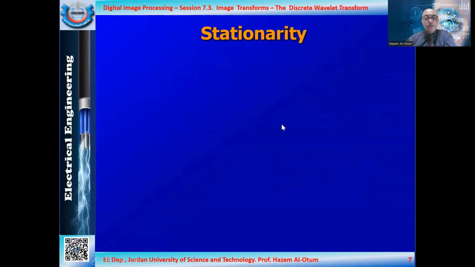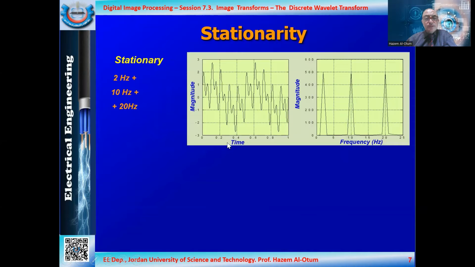Let's have a look at the signal. This is the stationary one. We have the combination of three frequencies, 2 Hz, 10 Hz, and 20 Hz in this image. And this is the spectrum at 2, 10, and 20 Hz in the frequency domain. And this is the magnitude. It looks like there are 3 peaks, or 3 deltas, in the positive frequency range.